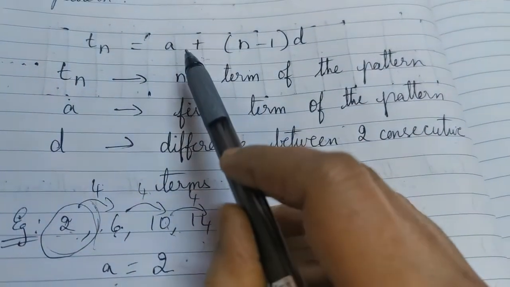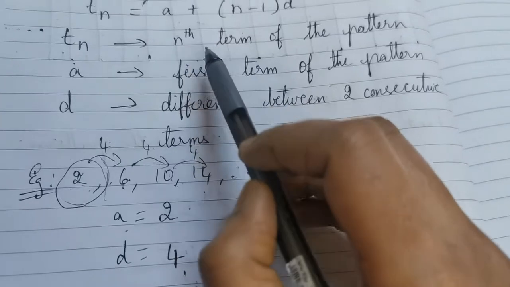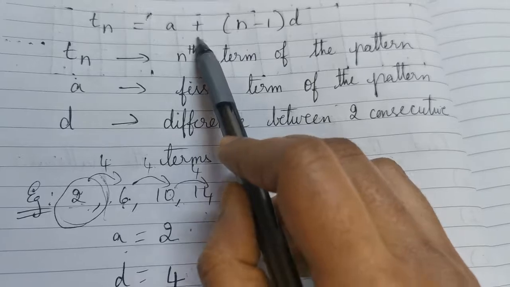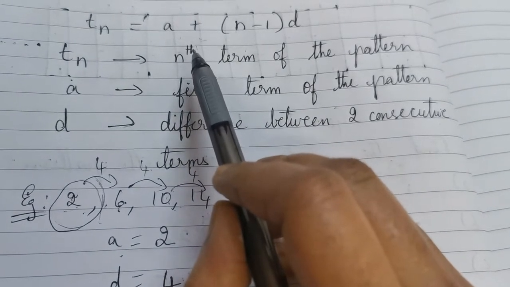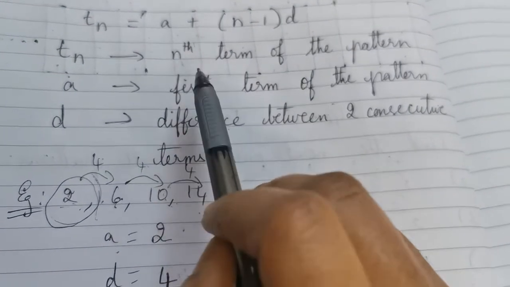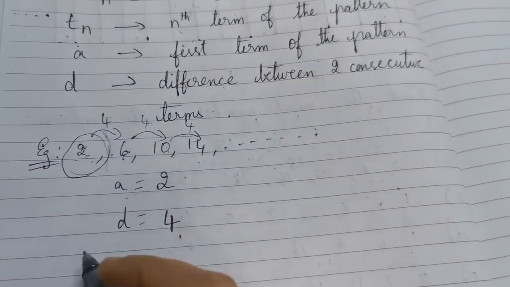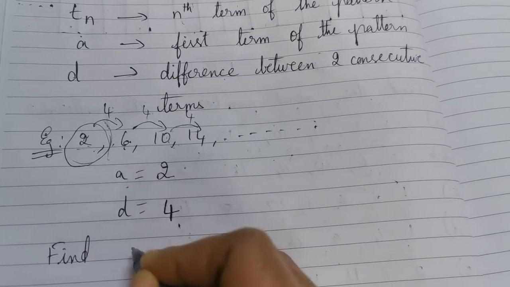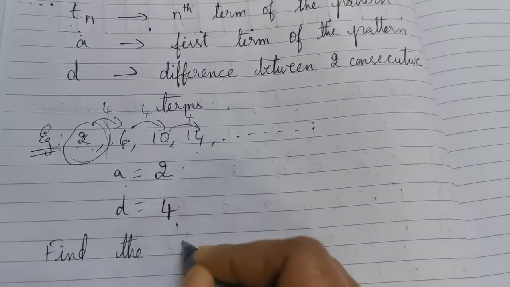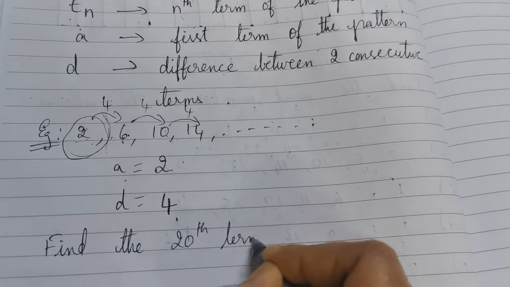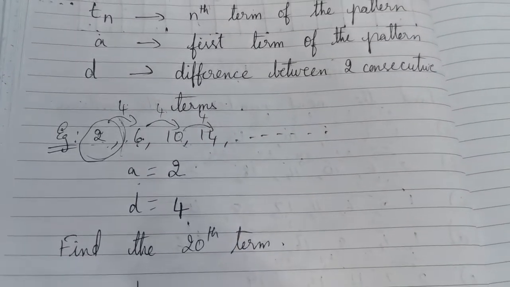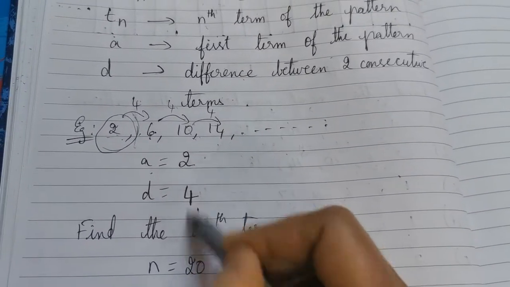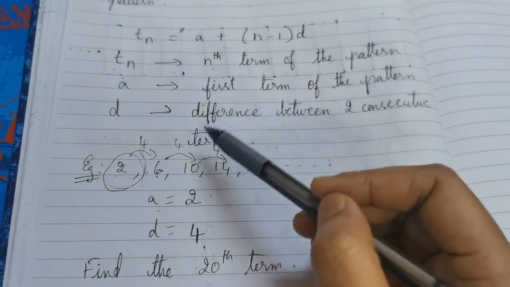So we learnt what is a, what is d and what is n. n will be the number which is asked in the question. For example, find the 20th term. n will become 20. So for the same pattern, if I am asked to find the 20th term, the value of n here will be 20. So this is how we will find the values.